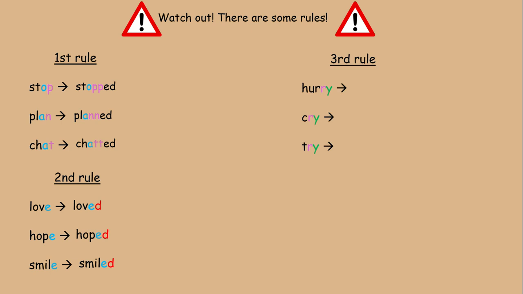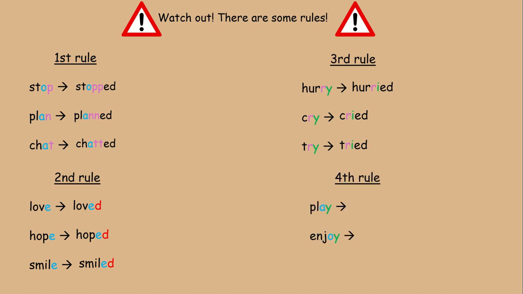Third rule. When a verb ends with a consonant and Y, for example, hurry, cry, or try, you write the simple past form without the Y and you just use IED. I'm going to show you some examples. Hurry, hurried. Cry, cried. Try, tried.